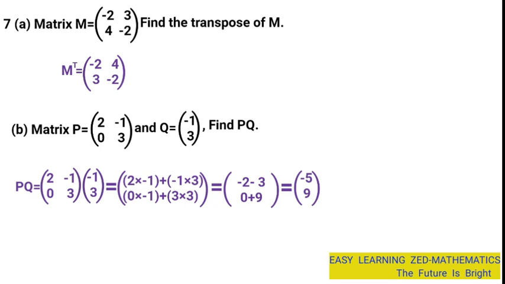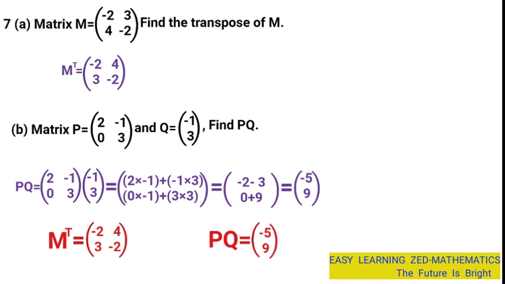Once we have done that, those are the two final answers we are supposed to write on your answer sheet. The answer for transpose of M is that matrix, and the answer for PQ is this one here. These are the answers in red you are supposed to write. Okay, let's go to question number 8.